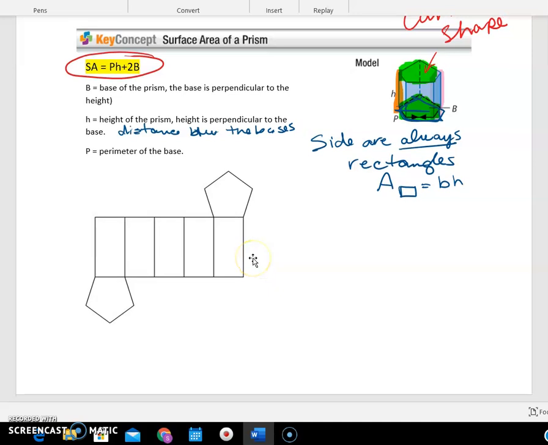Down here at the bottom, I've got what's called a net. Here are our bases, and here's another base down here. Those are the same, so we always have two bases. We're going to find the area of one of those, and we'll automatically have the area of the other. Now here is why we use perimeter times height.